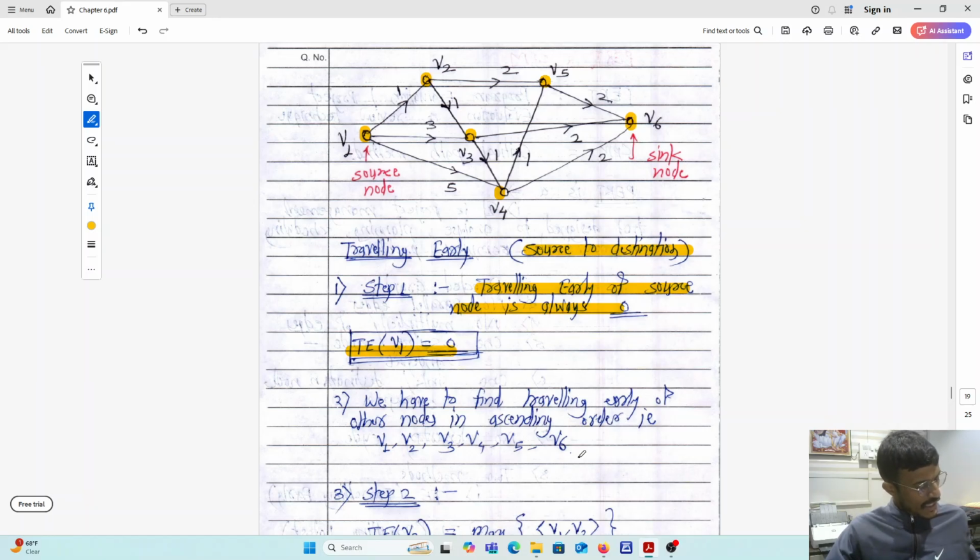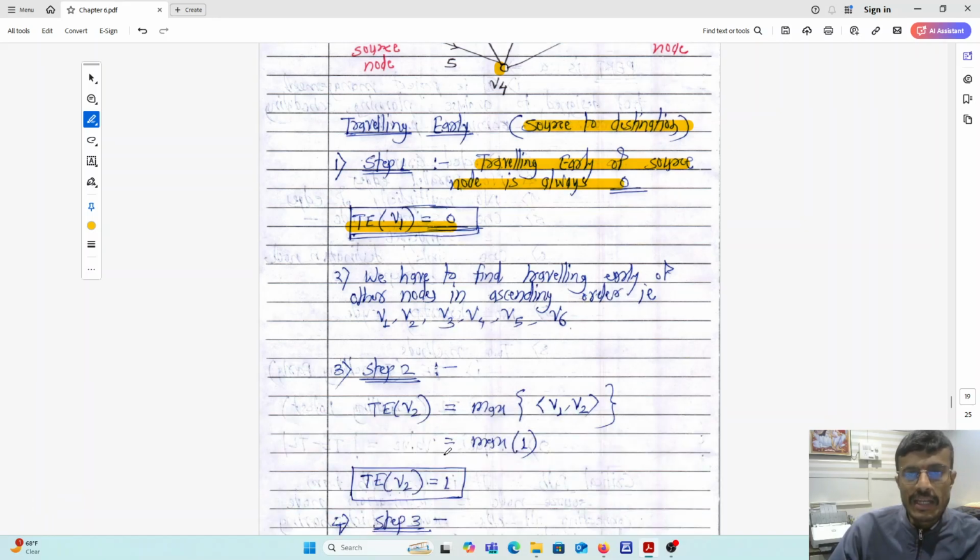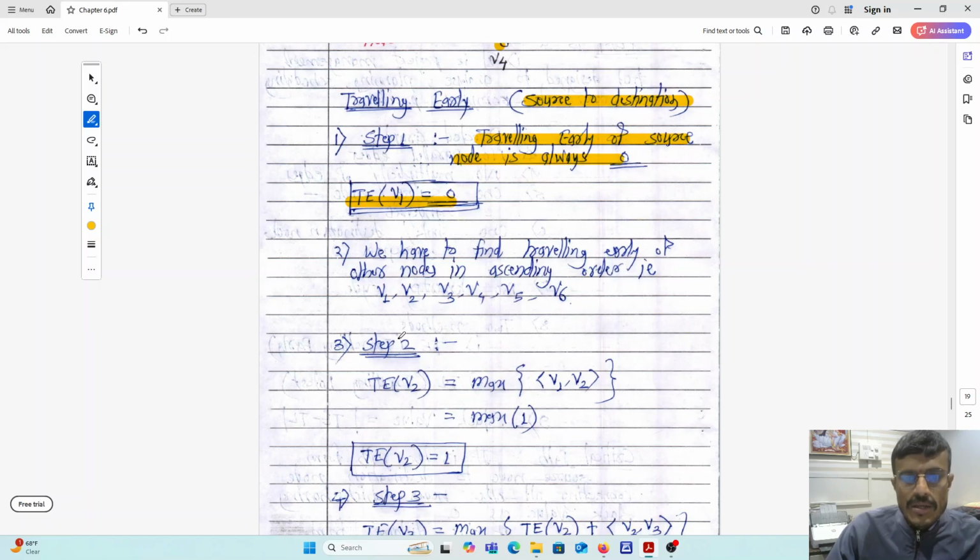So as I mentioned earlier, once you find out the traveling early value of V1, you have to go for traveling early value of V2. So how to find out the traveling early value of V2? So let us see here. So step number 2, traveling early of V2. So maximum of V1, V2.